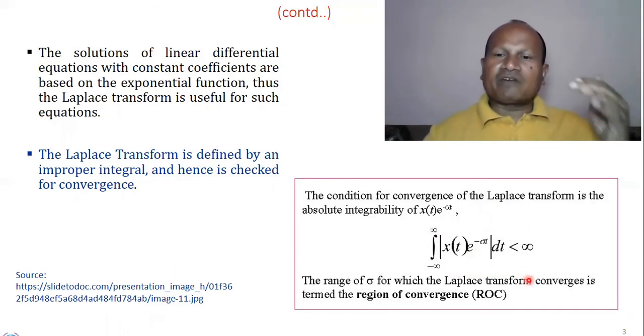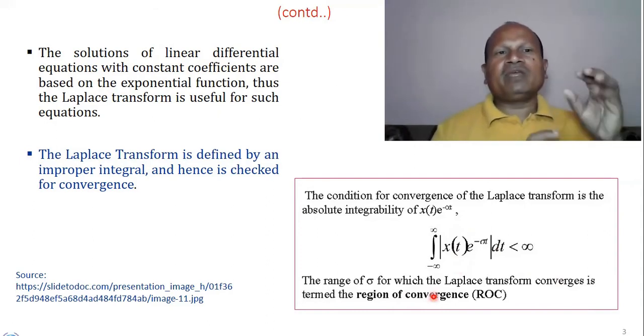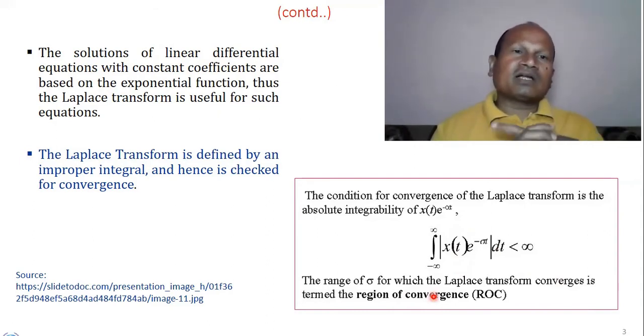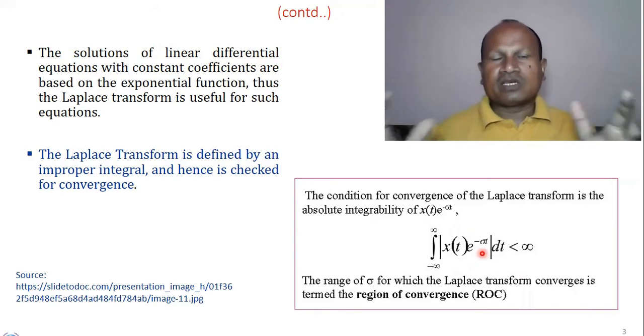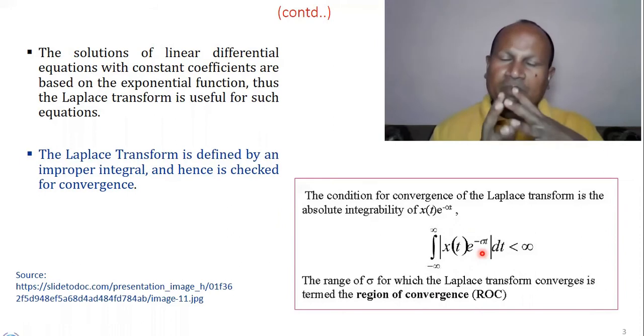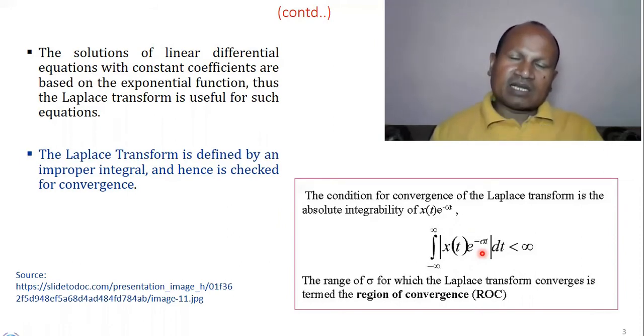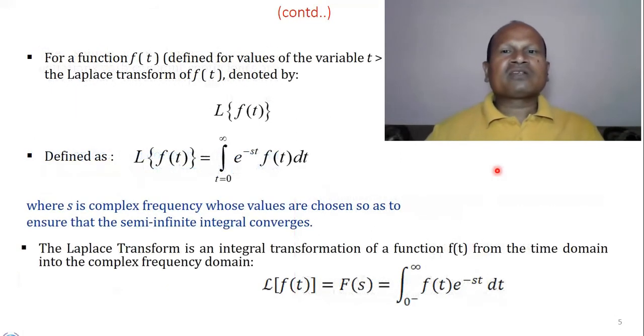The range of sigma for which the Laplace transform converges is termed the region of convergence. When we talk about the condition for convergence, there is a term that comes up, ROC, region of convergence. There is a region of values of sigma for which this integration will converge. We can say this is integrable. So integrability is to be checked, and if it is valid, we can compute the Laplace transform.